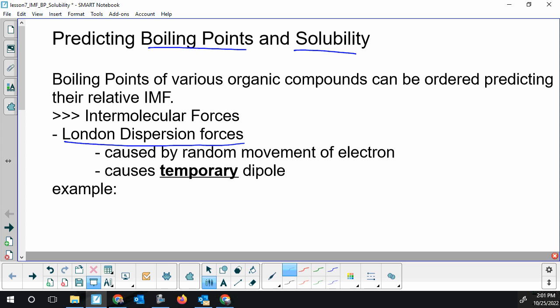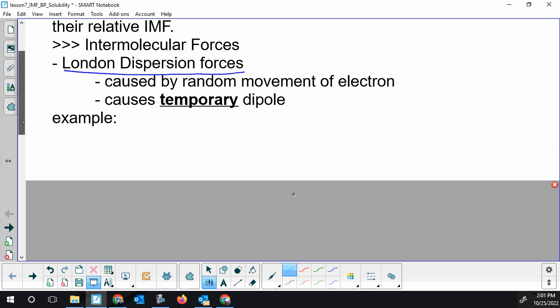Now, the main thing you need to remember is the more electrons something has, the stronger the London dispersion forces will be. So if you have methane versus ethane, so I'm doing 2n plus 2 to get the ane hydrogen count.